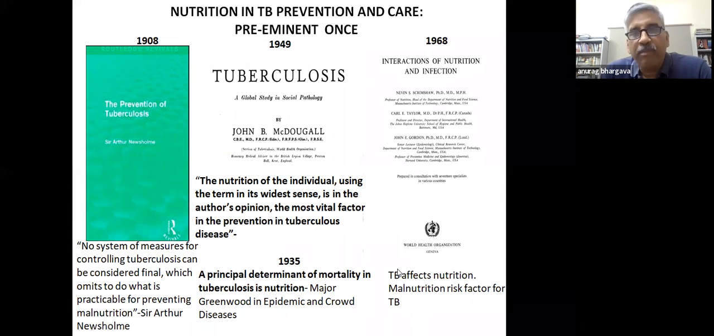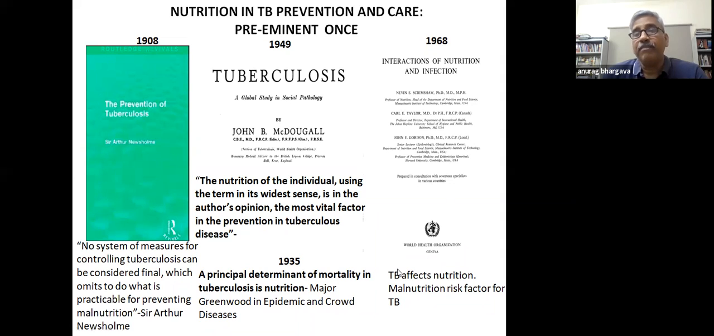In the pre-chemotherapy era, nutrition was considered vital in the prevention as well as care of TB patients. If you see the whole range of documents starting from the 1900s, prevention of TB by Arthur Newsom, he said programs should do whatever is practicable to prevent malnutrition, to prevent TB. Again, a global review by John McDougall, who was the first TB officer at WHO, again emphasized the vital role of nutrition in prevention of TB.